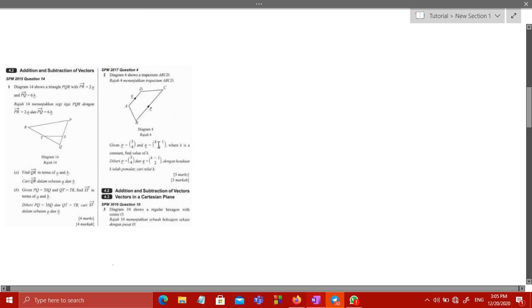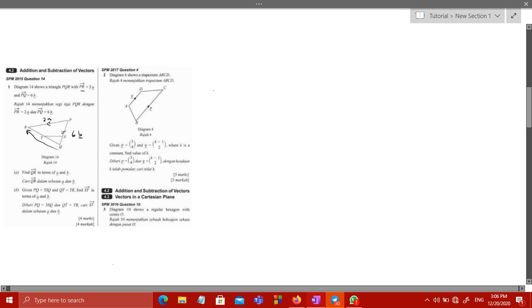Okay, question 1. Diagram 14 shows a triangle PQR with PR, P to R, like that, equal to A, and PQ, P to Q, equal to 6B. Find QR in terms of A and B. So where is QR? Q, meaning from Q to R like that.